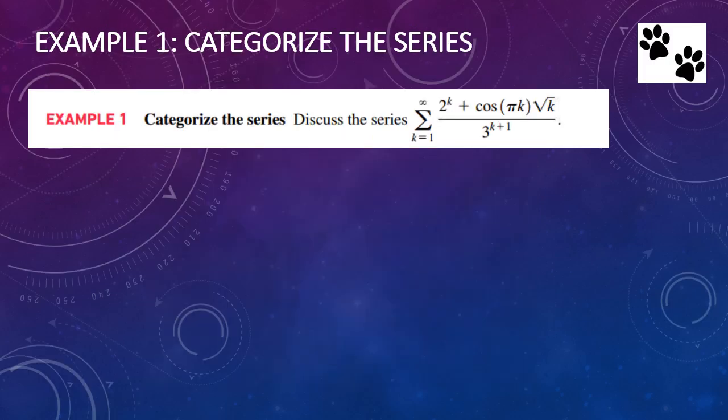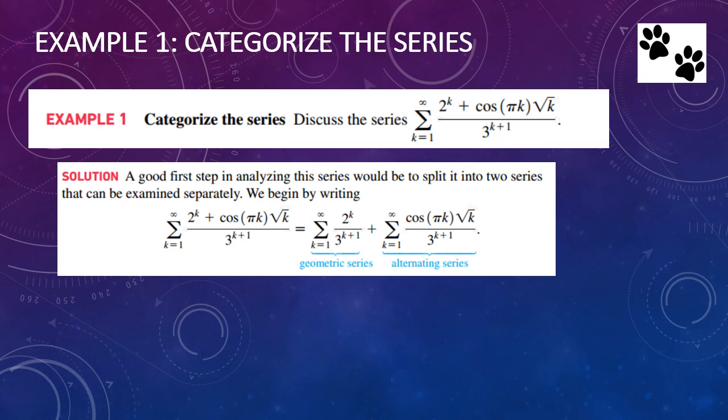Let's look at our first example to categorize the series. So here we have a series, the summation from k equals 1 to infinity of (2 to the power of k plus cosine of pi k times the square root of k) all over 3 to the power of k plus 1. As we saw from the last section, 10.4, all the series and convergence tests tell what kind of series you have. So categorizing the series is really important to use the tool that I'm allowing you to use on the next test, which of course is that Table 10.4 that we just looked at.